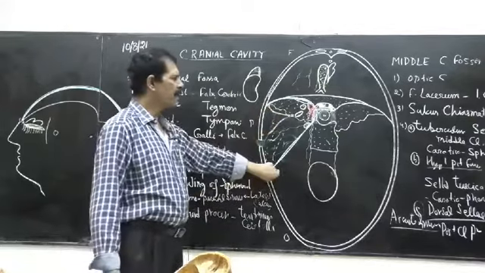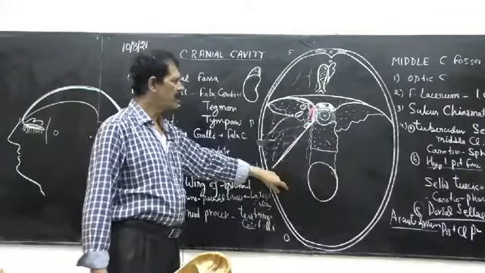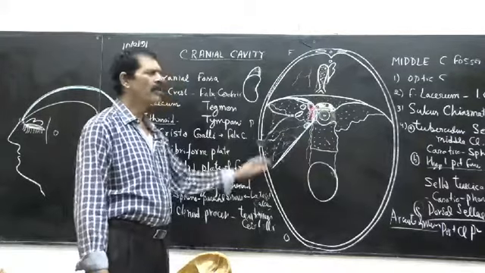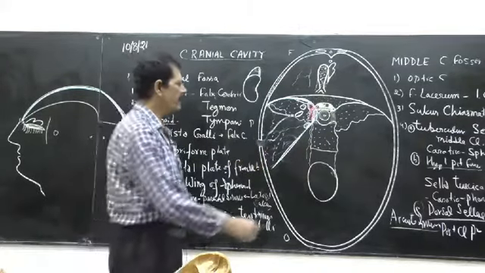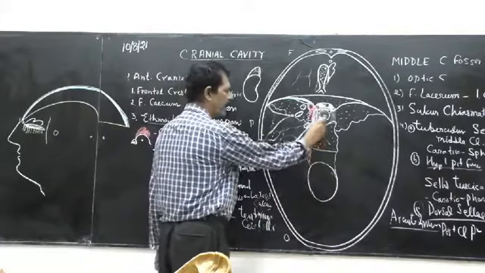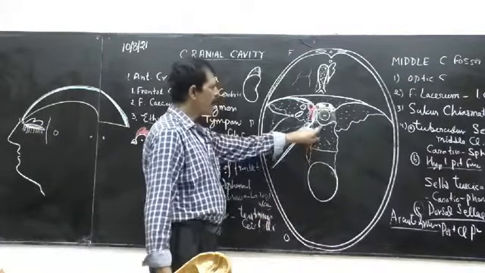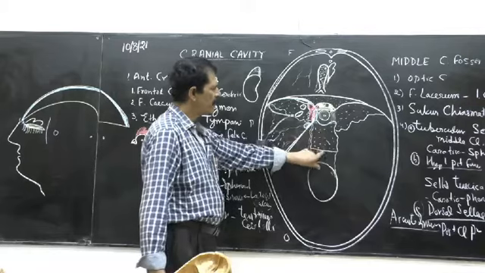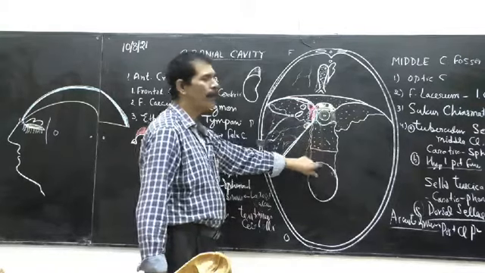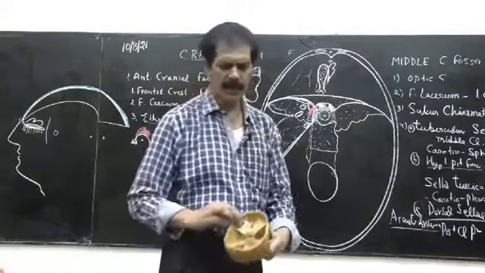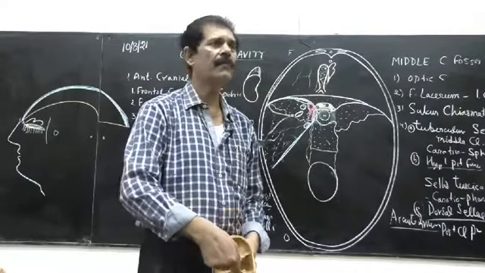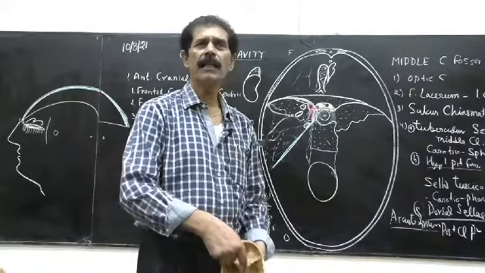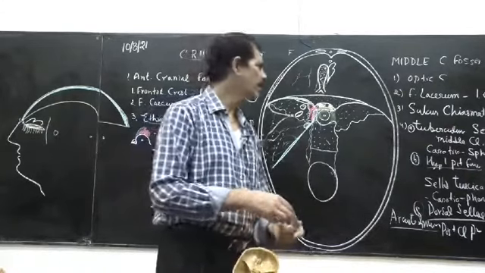Then the last is the posterior cranial fossa. It's the largest, but it is the most simple. Nothing much is present here. Anteriorly, the posterior cranial fossa has this slope-like oblique part of the bone, anterior to the foramen magnum. This is called the basi-occiput.